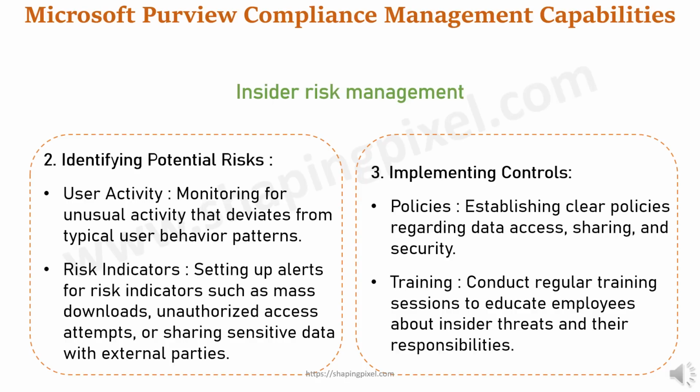Risk indicators. Setting up alerts for risk indicators such as mass downloads, unauthorized access attempts, or sharing sensitive data with external parties. Implementing controls. Policies. Establishing clear policies regarding data access, sharing, and security. Training. Conduct regular training sessions to educate employees about insider threats and their responsibilities.